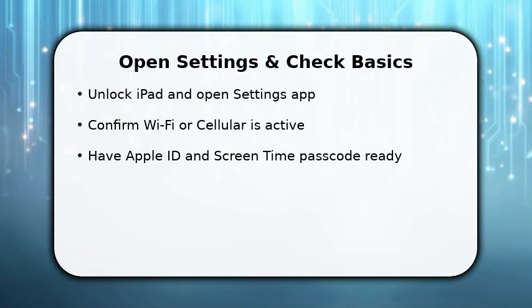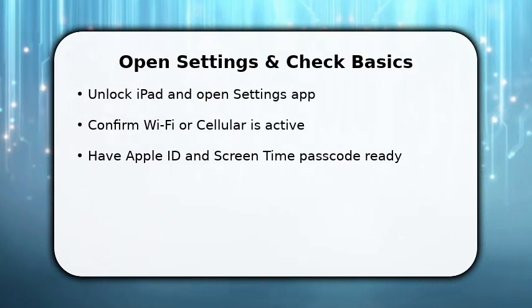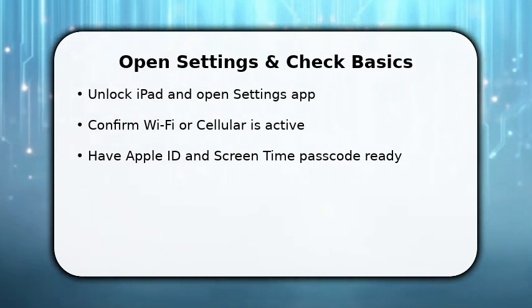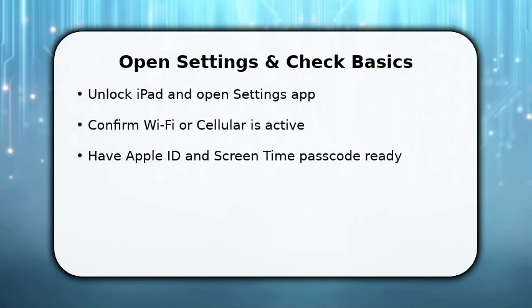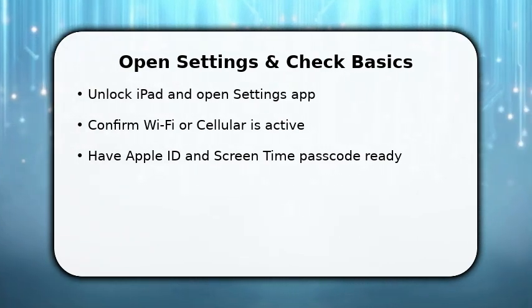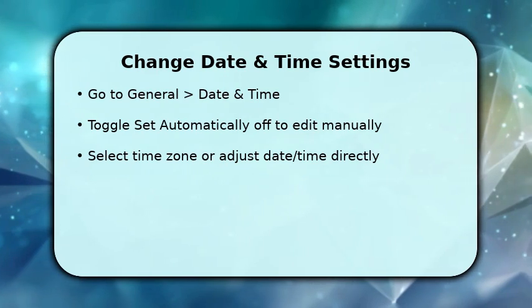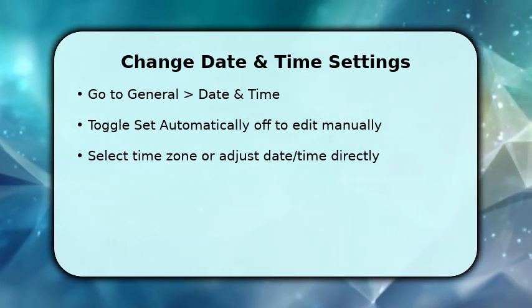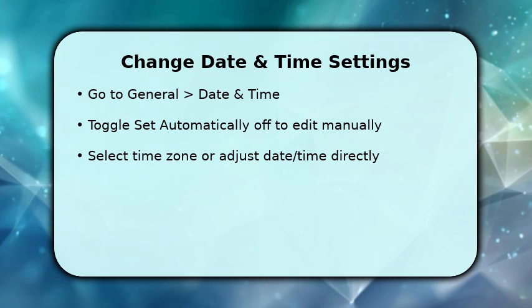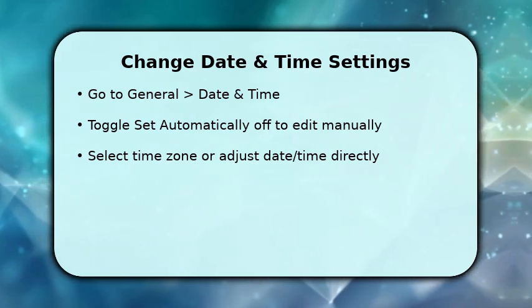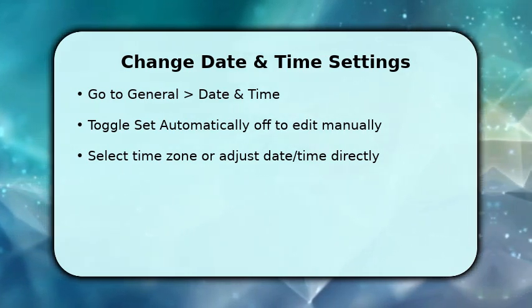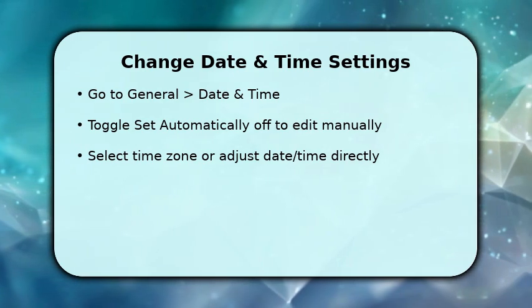Next, proceed to date and time to choose automatic sync or manual override, and understand why you'd pick one. In general, tap date and time. Once there, notice the set automatically toggle. If you want iPad to follow your network provider or location for accuracy, leave it on. To manually set the clock, switch set automatically off. This allows you to tap the time and date fields.